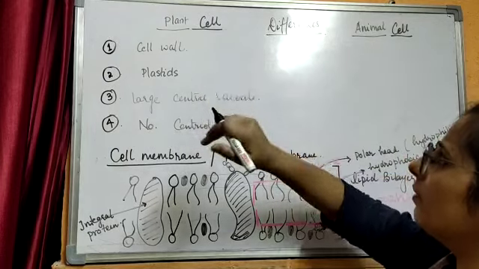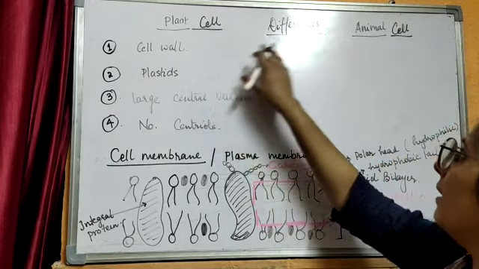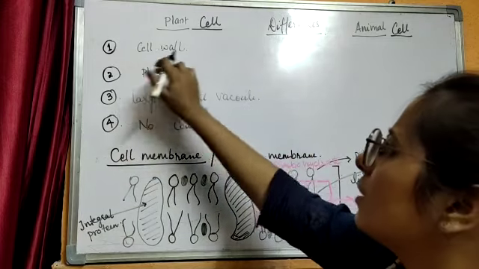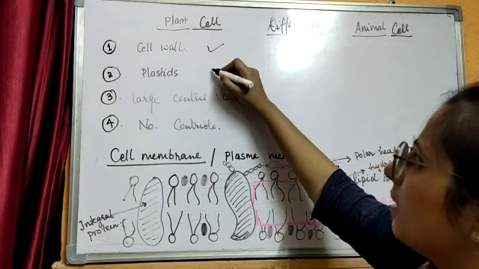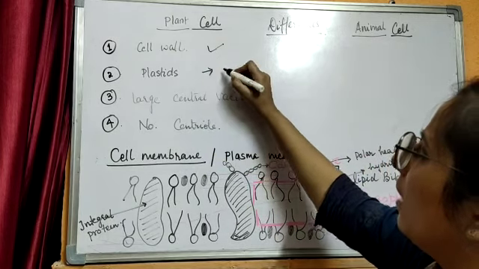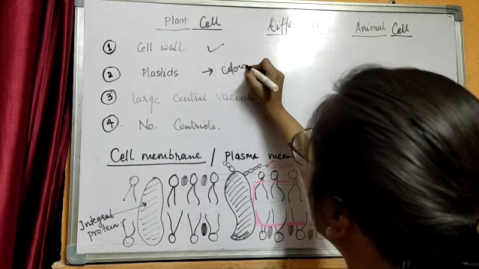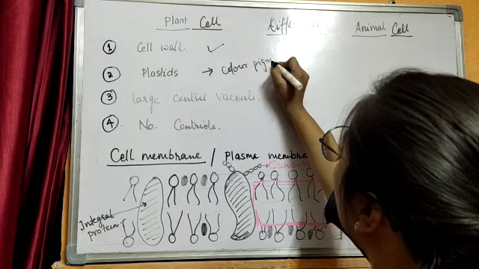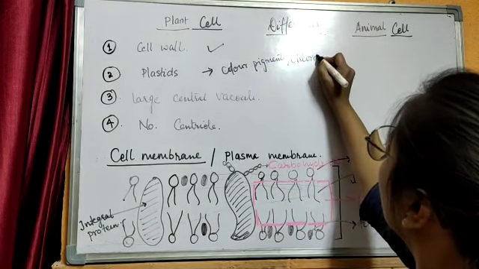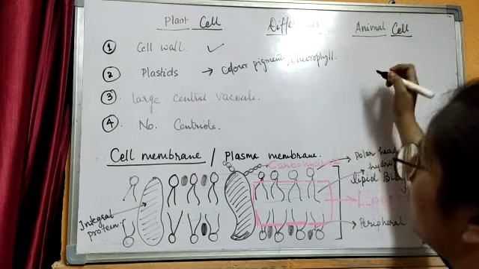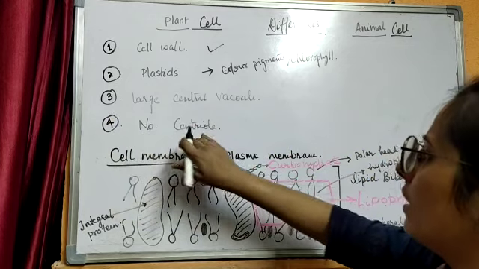Now, the difference between a plant cell and an animal cell. There are four differences. The first is the cell wall, which is present in plant cells. Second, plastids are present, which have color pigments or chlorophyll for photosynthesis. Third is a large central vacuole, and fourth, there is no centriole in the plant.